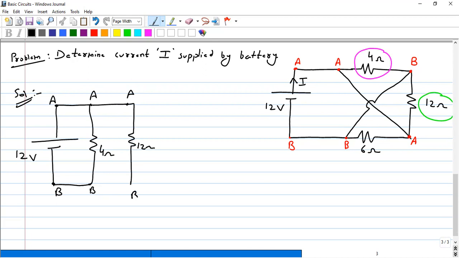And it is going up to which point? Point number B. So this is also 12 ohms. Again, if you see properly, there is one more resistance, that is 6 ohms. Where is it connected? Again, if you see the two terminals across it, it is A and B. Between point A and point B only you have 6 ohms.